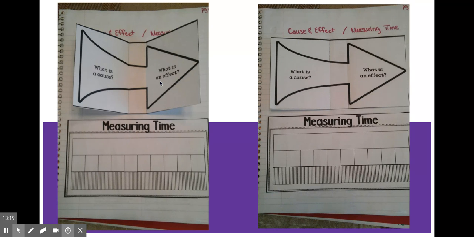On your cause and effect foldable, you will see these very thin dotted lines on either side of the middle of the arrow. It's about 1 inch thick. What you will need to do is fold along those dotted lines.